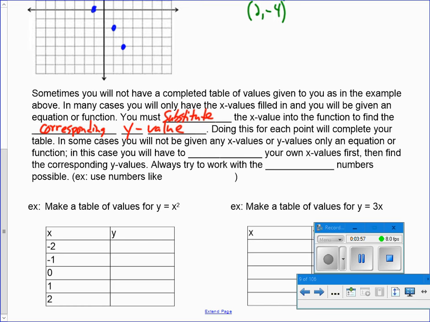In some cases, in the harder cases, you don't have either the x or the y coordinates. So what you have to do there is create your own x values first. Just like we've been talking about, try and pick the easiest numbers possible. A good way to start is to use numbers like -2, -1, 0, 1, and 2. Those are easy numbers to work with in an equation, and it'll help you fill out your table quickly. You get 5 points right there.